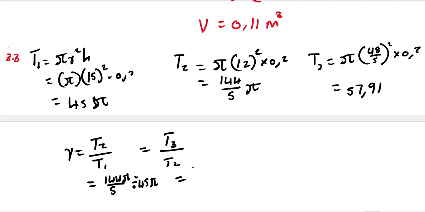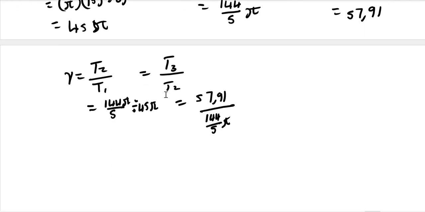Do you get me? And then here T3 will be 57.91, since I've rounded it, divided by 144 all over 5 pi. So let's see whether they are equal or not. If they are not equal, we're going to try another pattern. We're going to check whether it's arithmetic or not. I hope you all understand.